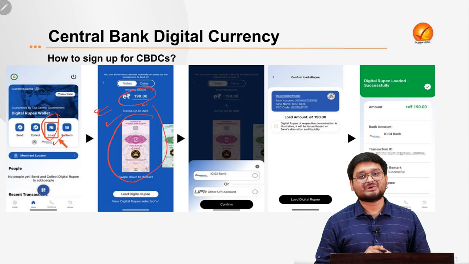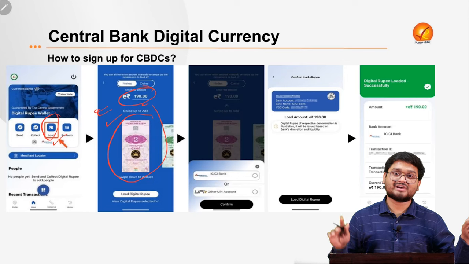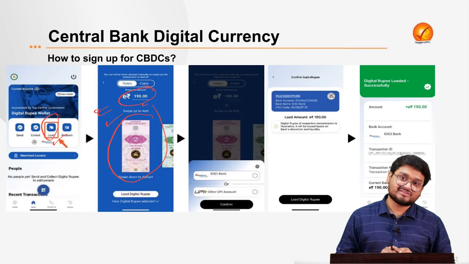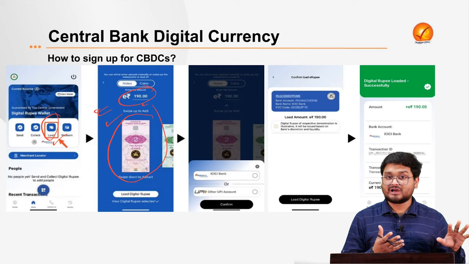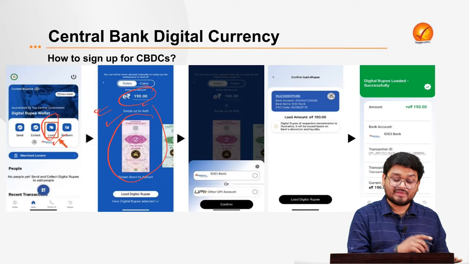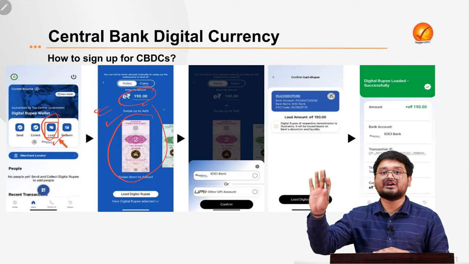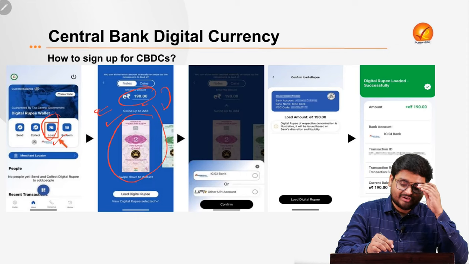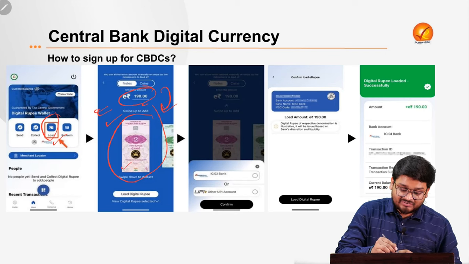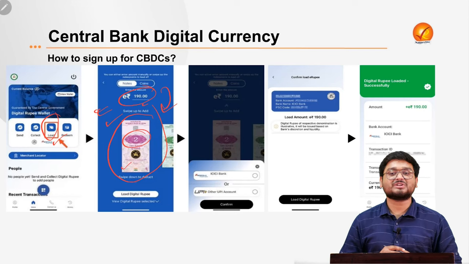Remember, in the very first point, I told you that there are no differences between physical and digital notes in the CBDC because both are legal tender. Just that our physical money, the 100 rupee, 500 rupee notes and 2 rupee coins, we have in physical form, while CBDCs are entirely in digital form. So whenever you add money, you will be issued some digital notes with particular serial numbers and denominations mentioned on the top.